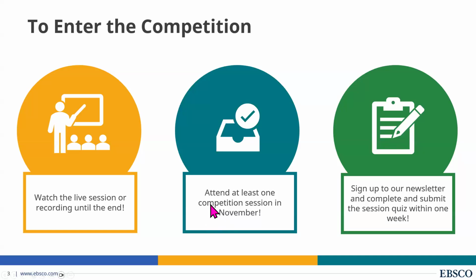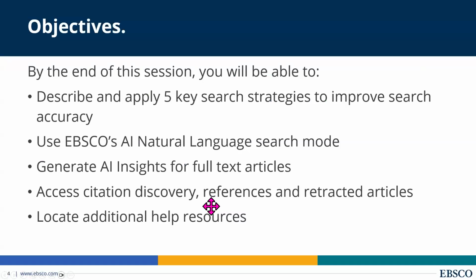Moving on from there, I've got a couple of objectives for our session today. It is my hope that by the end, you'll be able to describe and apply 5 key search strategies to help improve your search accuracy. You'll also be able to use EBSCO's AI natural language search mode to help you build and find relevant research materials, generate AI insights for full text articles, and access our linked data tools, including citation discovery, references, and retracted articles. And I'll show you where you can locate additional help resources.